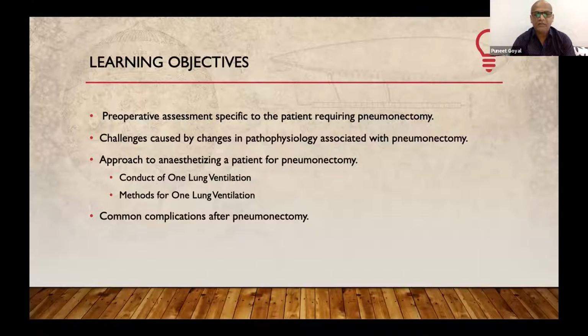Then challenges which are posed because of changes in the pathophysiology associated with pneumonectomy, and then approach to anesthetizing a patient for pneumonectomy, like how to conduct one lung ventilation, what are the various techniques and methodologies by which one can achieve one lung ventilation, and then common complications which we encounter after pneumonectomy surgeries.